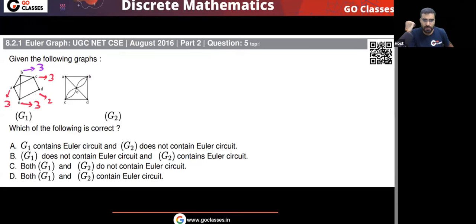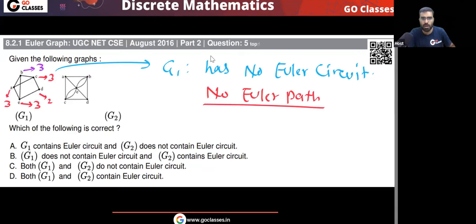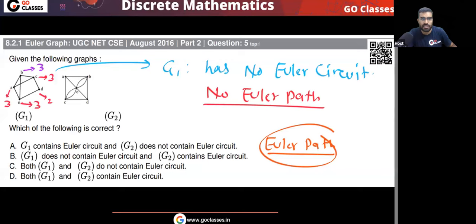What about an Euler path? Just focus on G1. G1 has no Euler circuit. What about an Euler path? There is no Euler path also. For an Euler path, what must happen? You know that if you want an Euler path, then it must be connected and exactly two vertices must have odd degree.